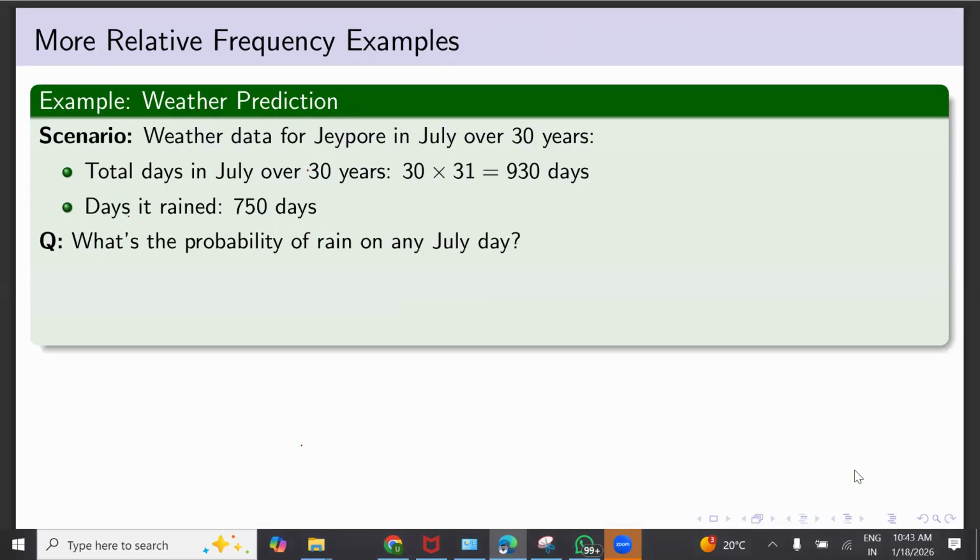Now weather prediction. The weather data for Jaipur in July over 30 years: total days in July over 30 years, thirty into 31, 930 days, right? And how many days it rained? 750 days it has rained. So what is the probability of rain on any July day in the city Jaipur? So who will calculate the probability? Let us see.